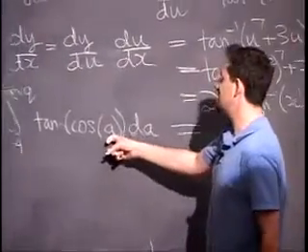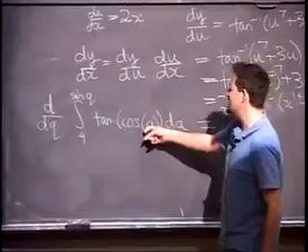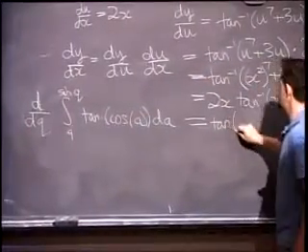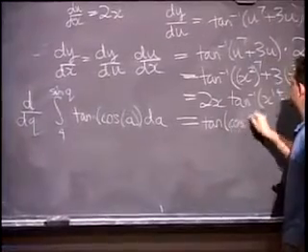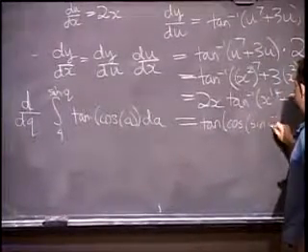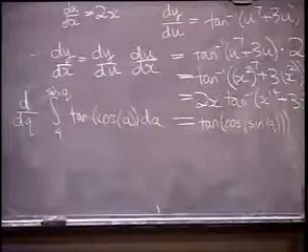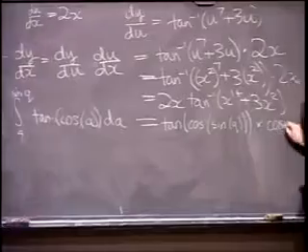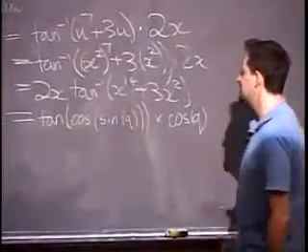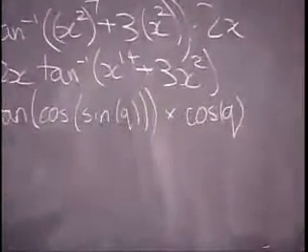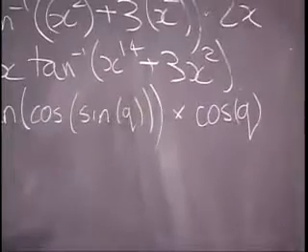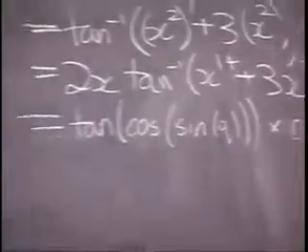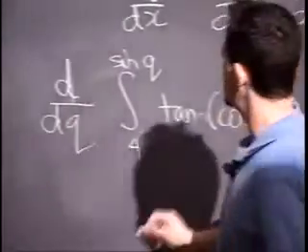All you do is replace the dummy variable a by sine q. So the answer should be tan cosine sine of q. But because it's not just q, it's sine q, I also have to multiply by the derivative of sine q, which gives us a cosine q. There's no plus c, and there's no a. Do you believe it? If not, here's the gory details of how I got this.